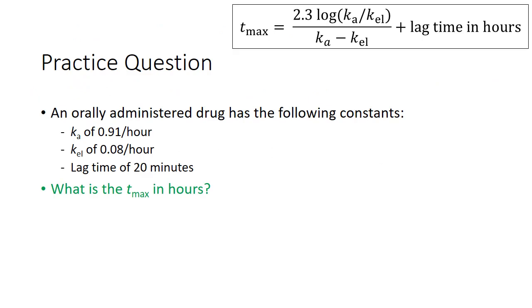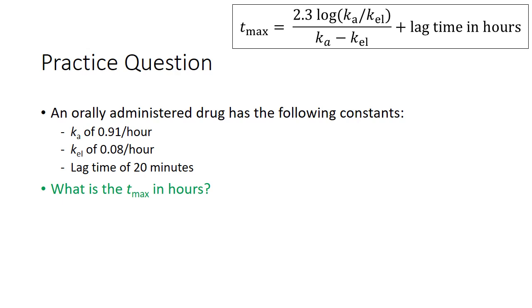I wanted to start off with a practice question before using the more complicated equation for plasma concentration, again with first order absorption and first order elimination. I just wanted to start with the simple Tmax equation as a starting point. If we had an orally administered drug with the following constants, which would all have to be predetermined through experimentation: a Ka of 0.91 per hour, a Kel of 0.08 per hour, and a lag time of 20 minutes, what would be the Tmax in hours?